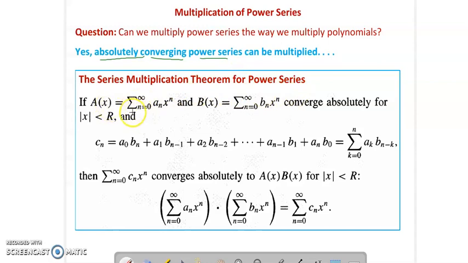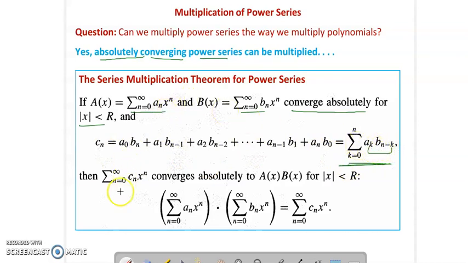If A(x) is equal to this infinite series and B(x) is equal to this one, so A(x) and B(x) both are power series about x equals 0, and we know that both of them converge absolutely for |x| less than R. And how are we defining Cn? Cn is a0 times bn plus a1 times bn minus 1, and so on up to an times b0. So basically the sum of the products of these two.